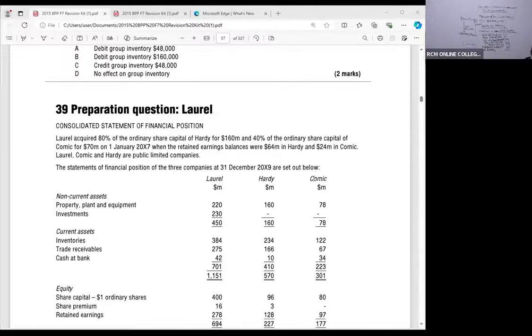When I'll be consolidating, for example, if it's PPE, I'll take 220 plus 160. I can't add 78, because 78 is not ours. You're not in control of Comic. Comic in this case is an associate. The assets of my cousins are not mine. I can't really count them. My cousins, you know, it's about nuclear family. Nuclear family, that's when you can control.